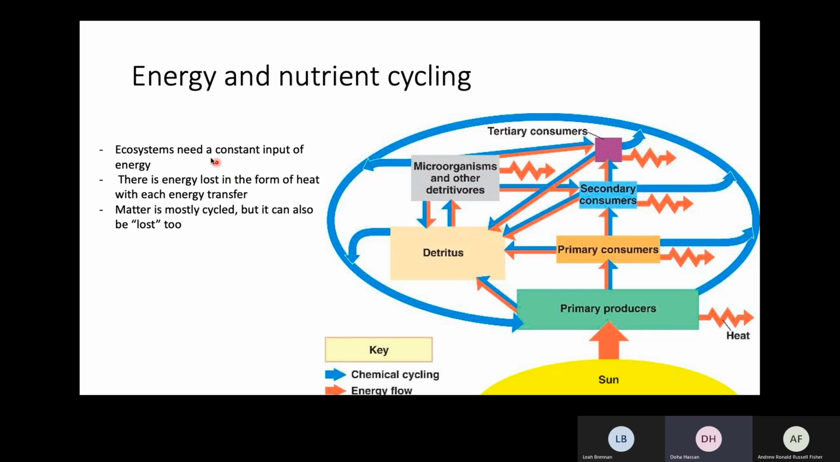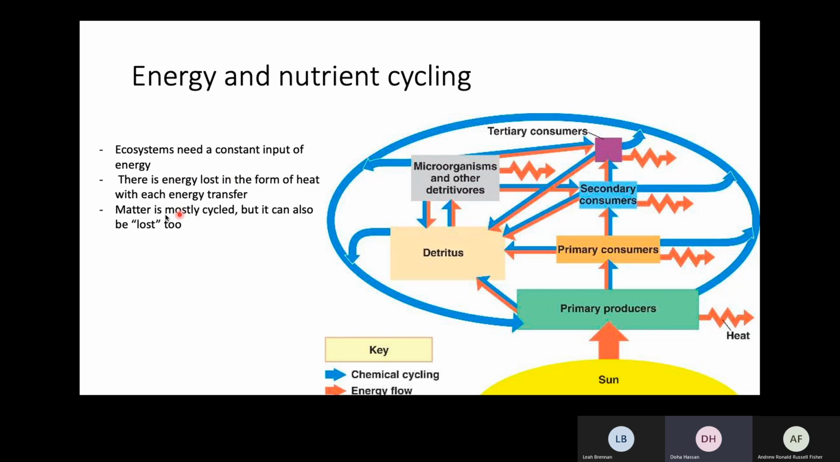So ecosystems need a constant input of energy, and there is energy lost in the form of heat with each energy transfer. Matter, for the most part, is recycled, but it can also be lost as well. And just as a reminder, remember when we talked about the laws of thermodynamics, and we said that energy cannot be created or destroyed. So whenever I say that energy is lost, it's not actually being destroyed. It's just being lost as heat for the most part to the environment.